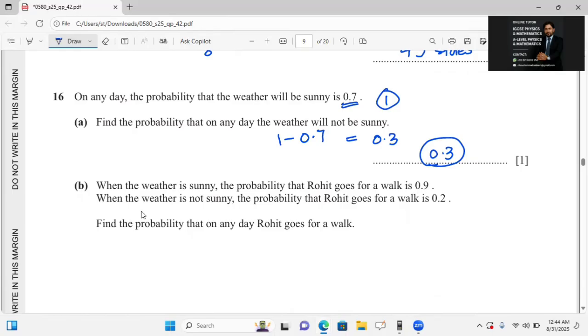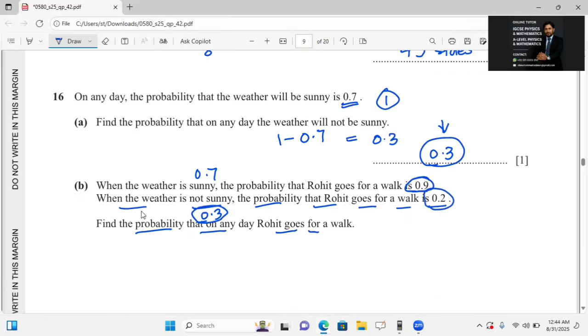Now he is saying when the weather is sunny, the probability that Rohit goes for a walk is 0.9. And when the weather is not sunny, the probability that Rohit goes for a walk is 0.2. Find the probability that on any day Rohit goes for a walk. So there are basically two probabilities. When the weather is sunny is 0.7, when he goes for a walk is 0.9. Not sunny is 0.3 and 0.2 is taken.